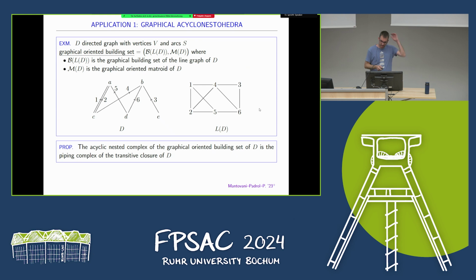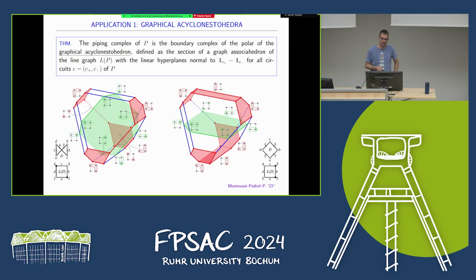Okay, and what we observed is that the acyclic nested complex of this graphical oriented building set is a piping complex of the transitive closure of D. Okay? In particular, we obtained what I promised before, that the piping complex is a boundary complex of the polar of the graphical acyclonestohedron, which you can obtain as a section of the graph associahedron of the line graph of D.